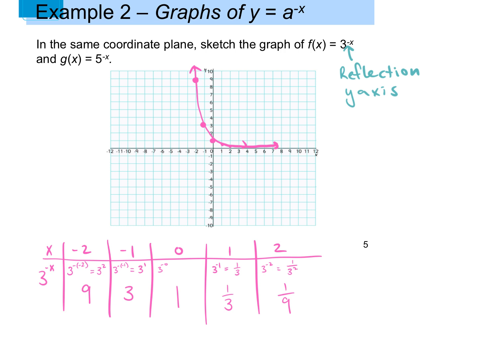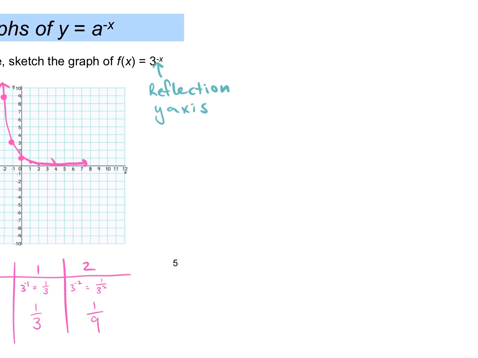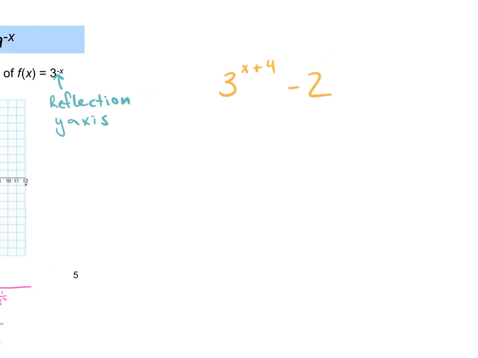So some of the homework questions are going to ask you about transformations. If you're multiplying by a negative on the inside, or a negative directly to the x, that is a reflection on the y-axis. If you multiply by a negative outside, then it would be a reflection on the x-axis. If you add, I'll show you some examples. So let's say we had 3 to the power of x plus 4 minus 2. Something like this.